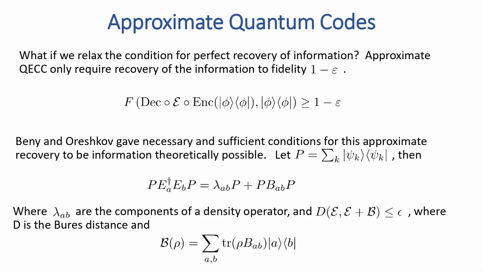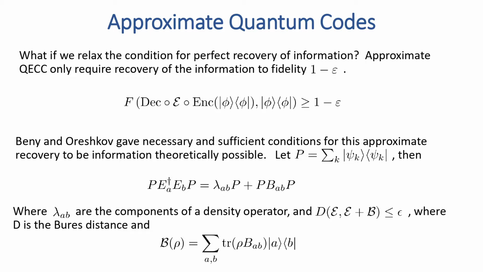Okay, so what happens if we relax the condition for perfect recovery of information? Well, this is the standard definition of an approximate quantum error correcting code: we require recovery of the information to fidelity 1 minus epsilon for some epsilon. So written mathematically, the fidelity after we've encoded, applied the noise channel and decoded, compared to the original state, is lower bounded. So clearly if epsilon is sufficiently small, this could suffice for a lot of purposes.